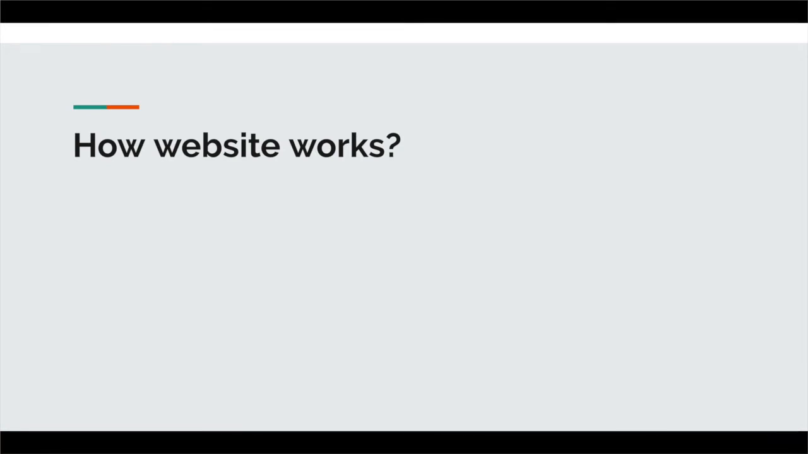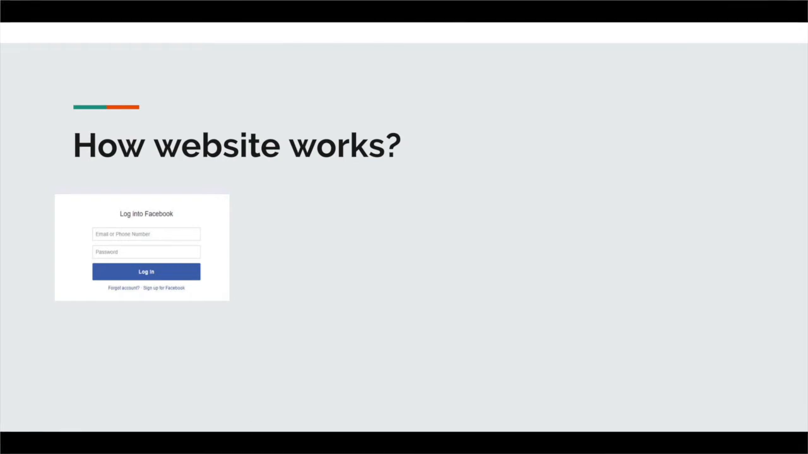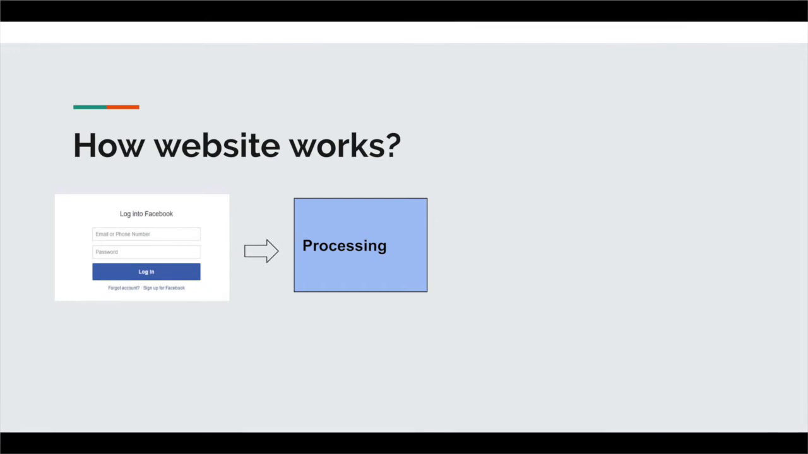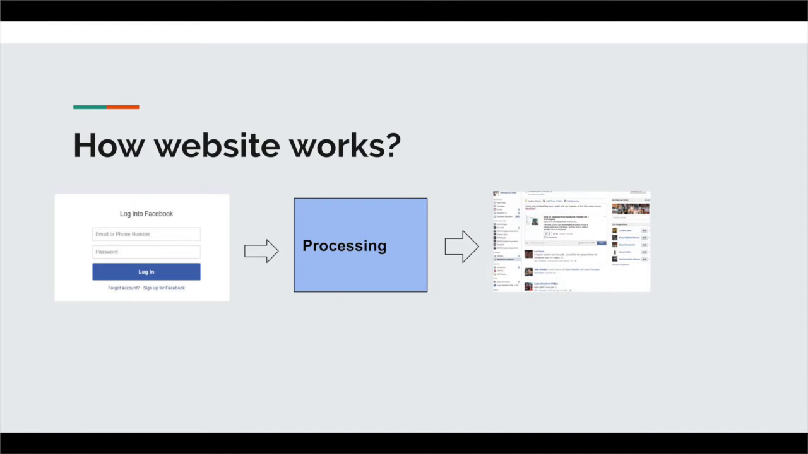Okay, so I'm going to give you one example, like a Facebook login page. Whenever you enter your username and password and click the login button, some processing happens. And if your username and password are correct, then it goes to the dashboard page. Correct? Cool. So I hope you understand the flow, like what's happening. So click, processing, and your dashboard comes. Now go to the next.